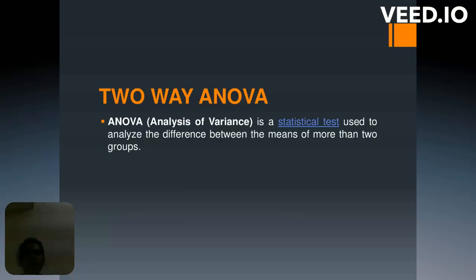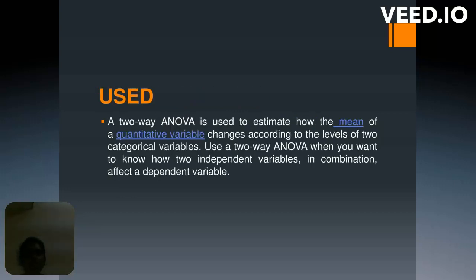ANOVA, or analysis of variance, is a statistical test which is used to analyze the difference between the means of more than two groups. So when is it used? It is used mainly when we have to find the mean of the quantitative variables according to its level or categories of variables. It can also be used when there are independent variables in combination and they also affect the dependent variables.